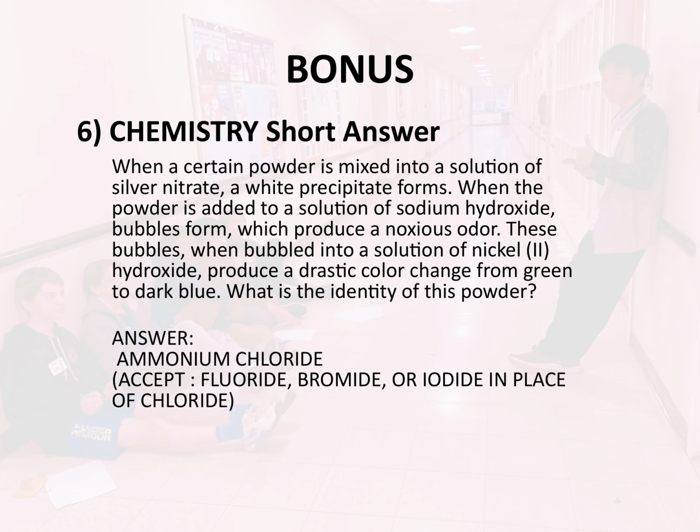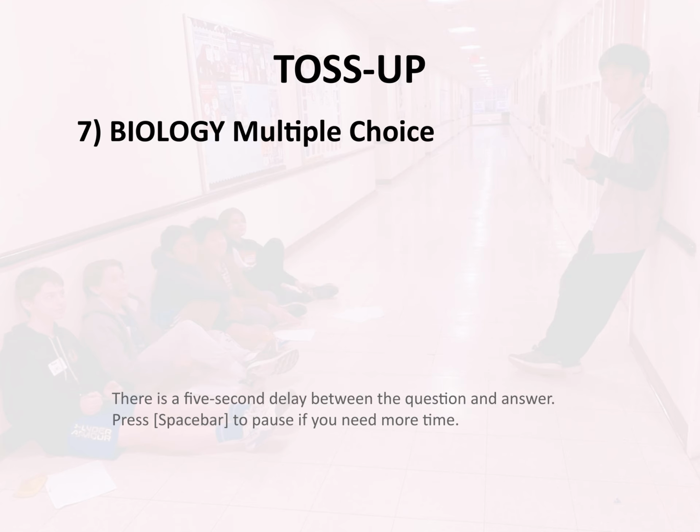Answer. Ammonium chloride. Toss-up 7. Biology. Multiple choice. Which of the following is not an example of substrate-level phosphorylation in cellular respiration? W. ATP synthase phosphorylates ADP during chemiosmosis. X. GDP is phosphorylated as succinyl CoA is converted to succinate.